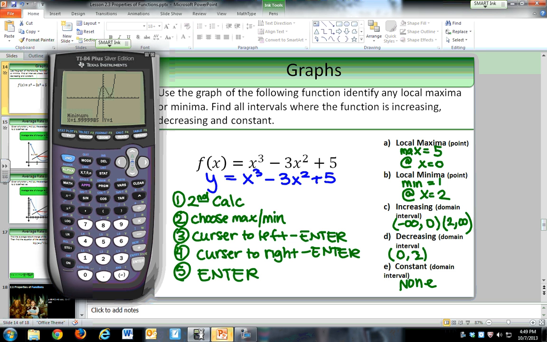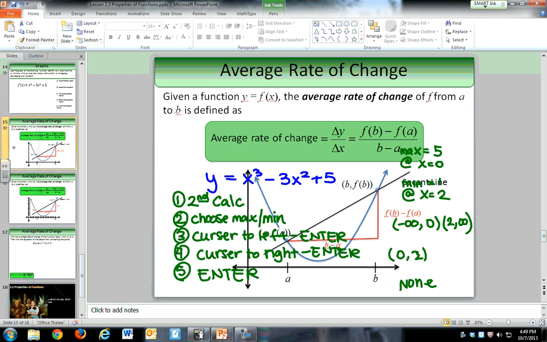It would probably be a good idea to make sure you have those steps written down for your calculator, so that when we practice it in class and you have other problems to do, you can take a look at that if you need a refresher. But that's finding local max and min on the calculator. Last thing that we're going to talk about.